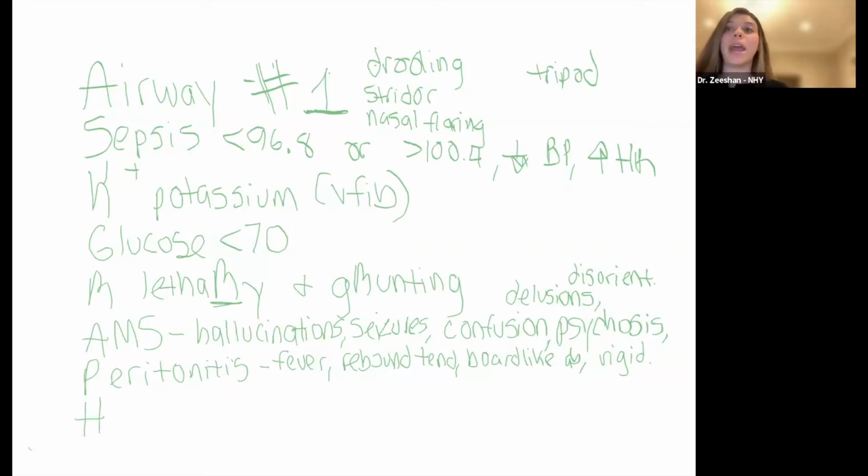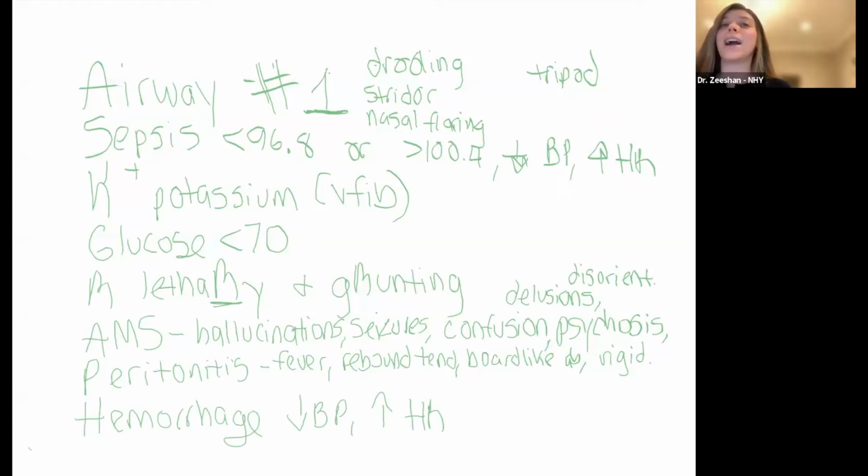Then last, we have H for hemorrhage, or hemorrhaging. Signs and symptoms we're looking for are low blood pressure and increased heart rate. What if a patient was hemorrhaging or septic? What's the treatment in both situations?